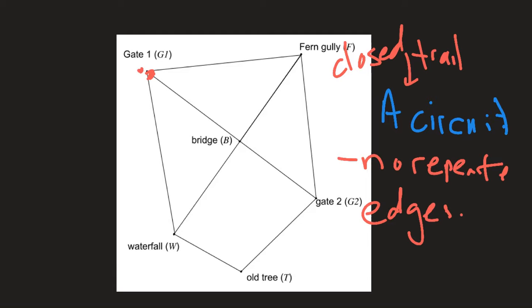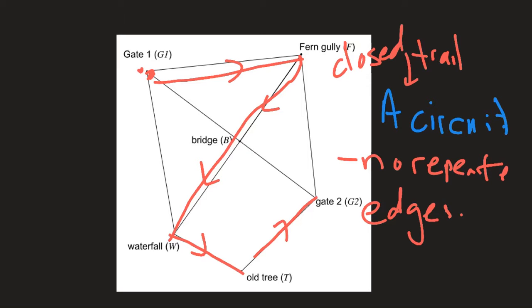So for my example, what I'll do is I'll start at gate 1. I'll go over to Fern Gully. The pen's getting out of alignment. From Fern Gully, I'll then head down to the waterfall, across the bridge, from the waterfall to the tree, from the tree to the gate, from the gate back over the bridge, and then to, oh boy, way out of alignment there, sorry about that.